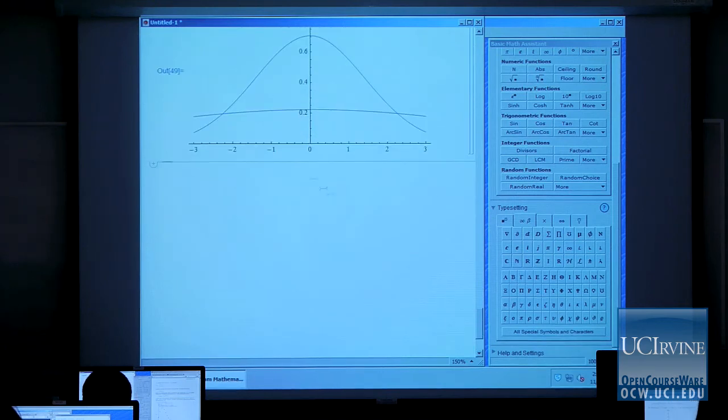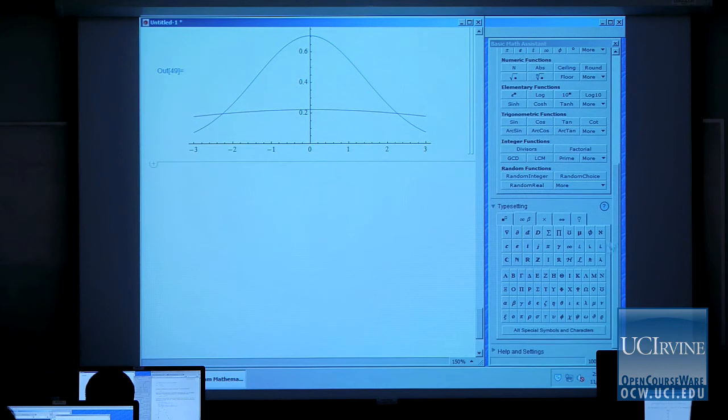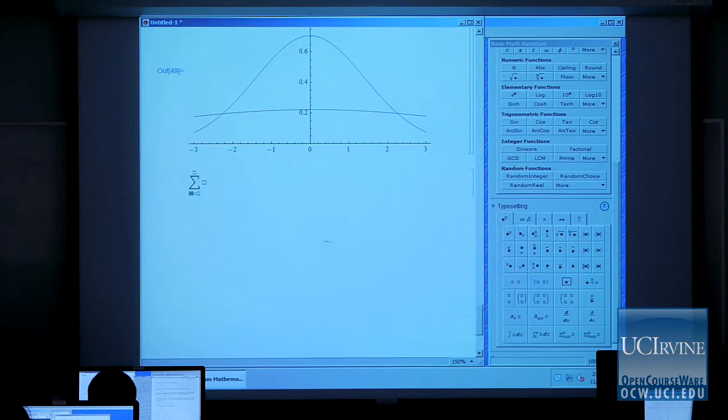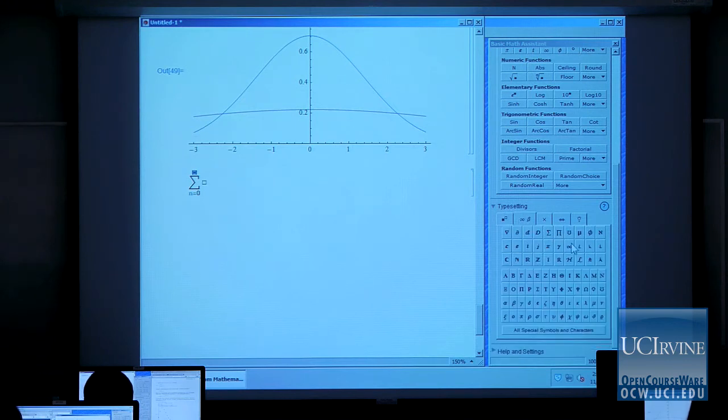Okay, so what I'm going to do now is let's go ahead and make it fancy by using the palette. So I'm going to say sum n, not b, n, tab, 0, tab, infinity. All right, and now what do I need to do? I need to put in the degeneracy, which is 1 for all levels, so I don't have to put anything.